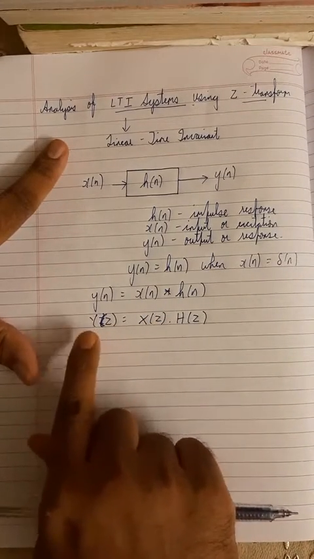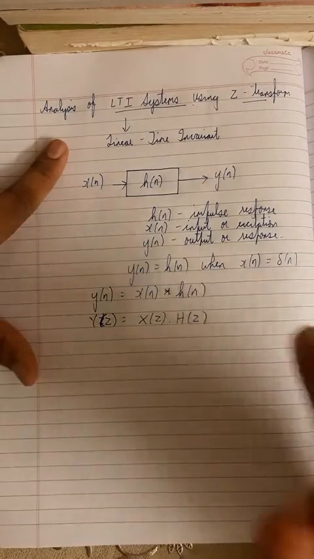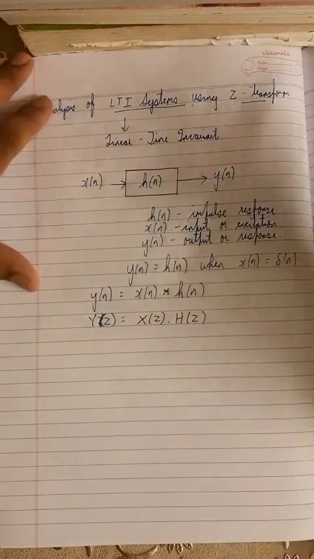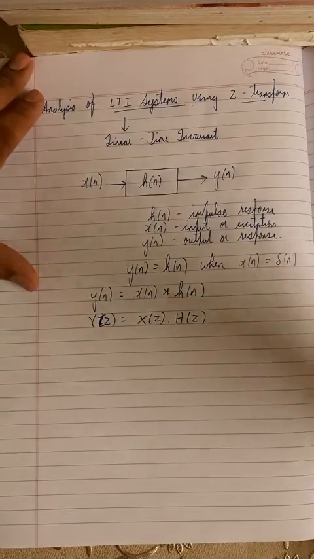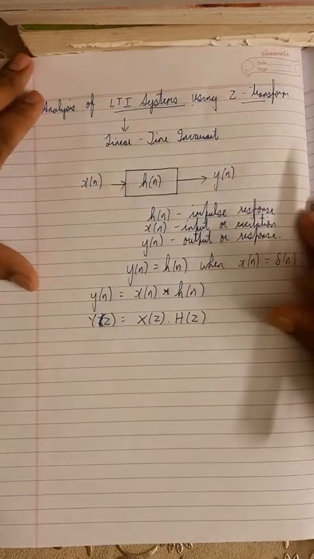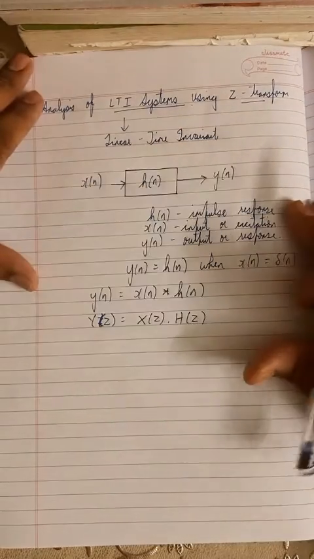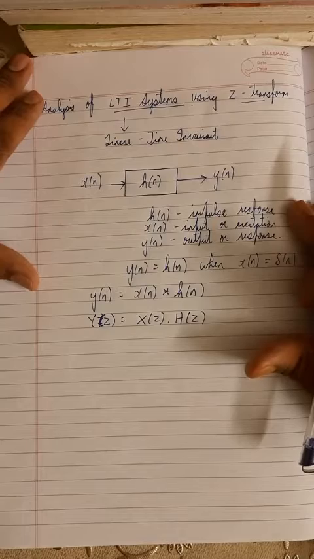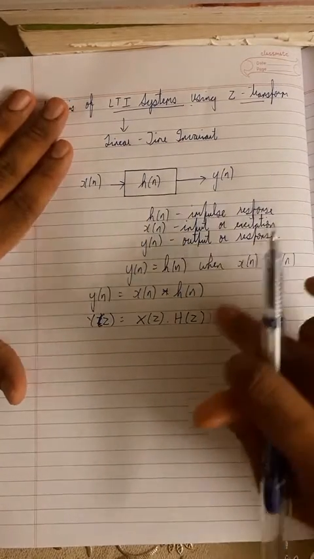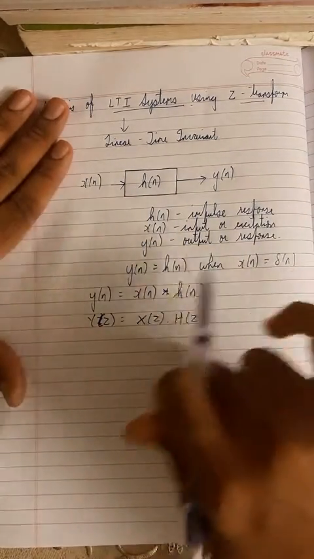Then you need to find the inverse of y of z to get the value of y of n. That is how we basically solve the given questions, simply doing this same procedure, right? So another advantage of this equation, from here we can see one more thing you need to know.